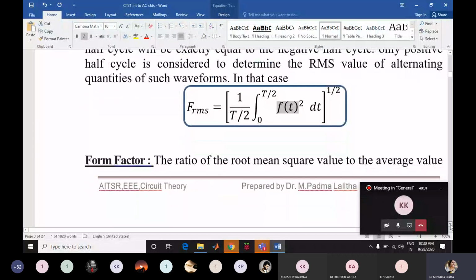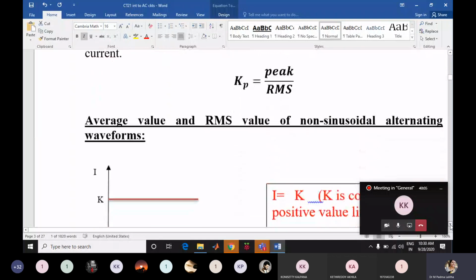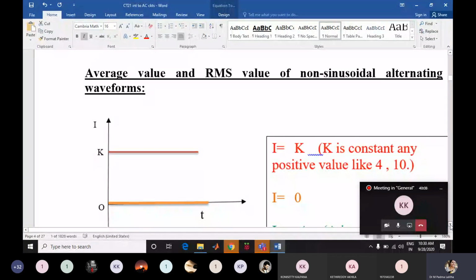So what is the first step? Whenever a waveform is given to us, we need to write the expression for that waveform, whether it is f of t or i of t or v of t. We will write the mathematical expression of this waveform. Next we will use those equations to calculate average value and RMS value.